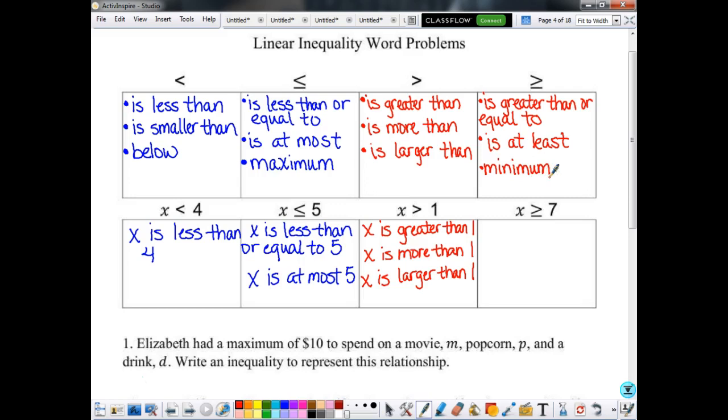So remember, "at least" means that's the least amount you would have. So I have at least 120 students, which means I have more, but a good guess is at least 120. So the lowest I have is 120. Or I have at least 19 students per class. The way you would read this is x is greater than or equal to 7, or x is at least 7. Okay, so those are the keywords you're looking for.